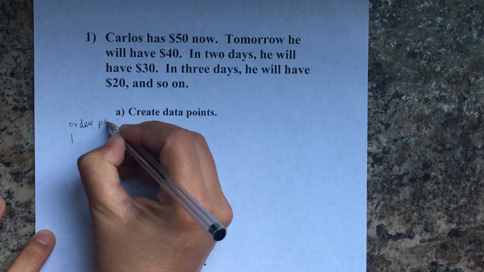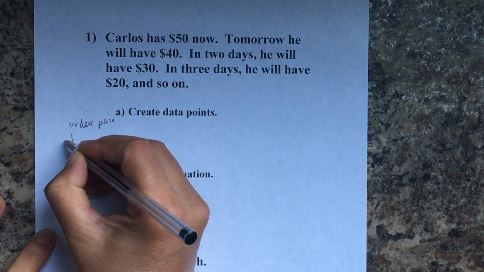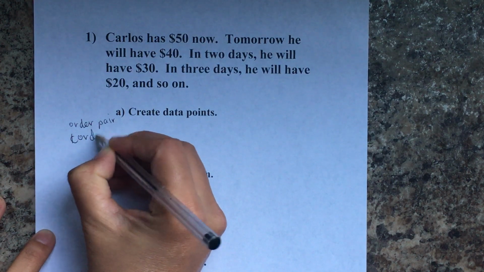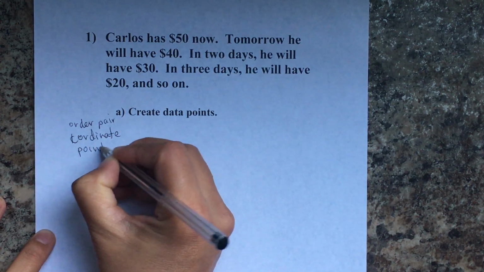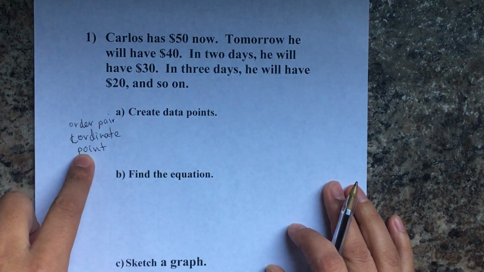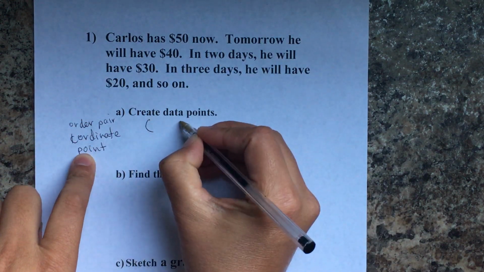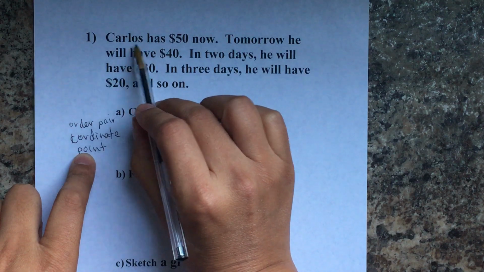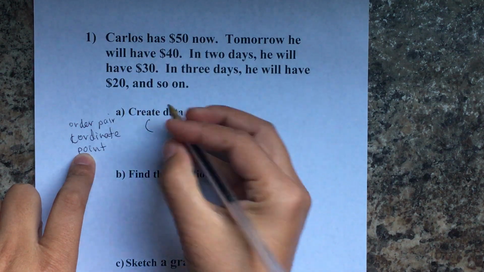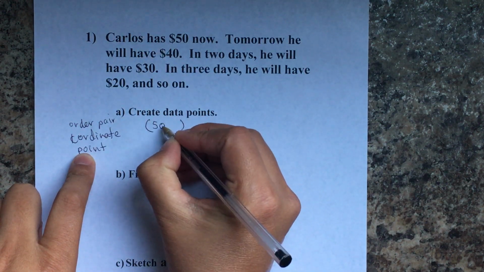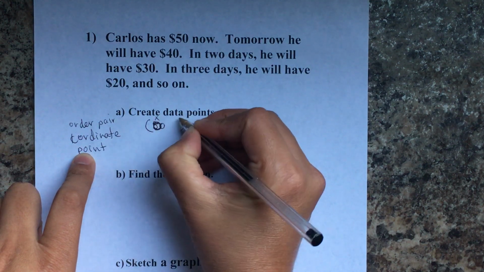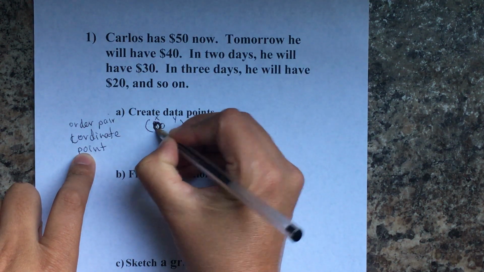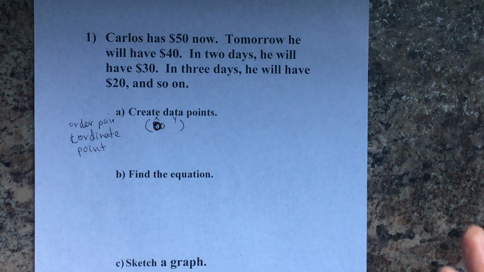or coordinate or point. Okay, so these are the three names, and so basically this is very simple. It says Carlos has $50 now. So now is going to refer to our x, and it means that 0 days have gone by.